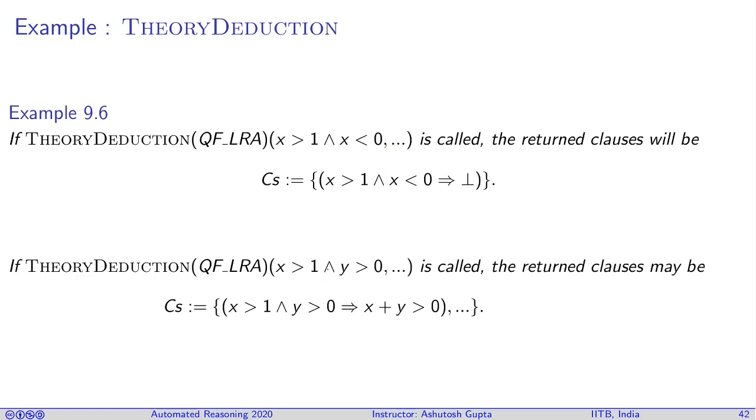Again, another example: if you have these two atoms being passed, then you can also return this kind of clause. You can see that these two atoms together are not unsatisfiable. They can be satisfied. However, let's suppose the atom x plus y greater than 0 appears in your formula, then you can return this clause. You can say that if these two are true, this implies this atom.